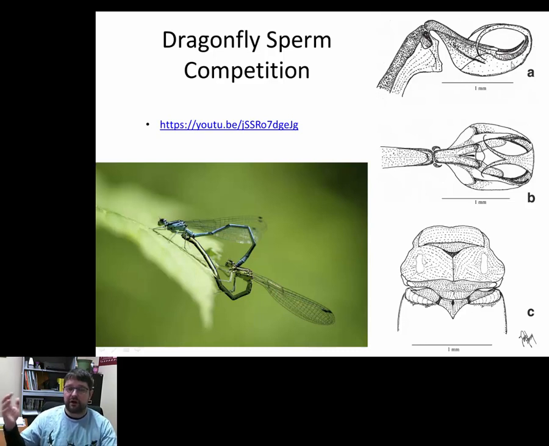For a long time, entomologists and scientists were confused: why is the male dragonfly's penis forked? What's the deal with these two projections? Why does it look this way? They really didn't know. But then they found out that this is due to sperm competition.